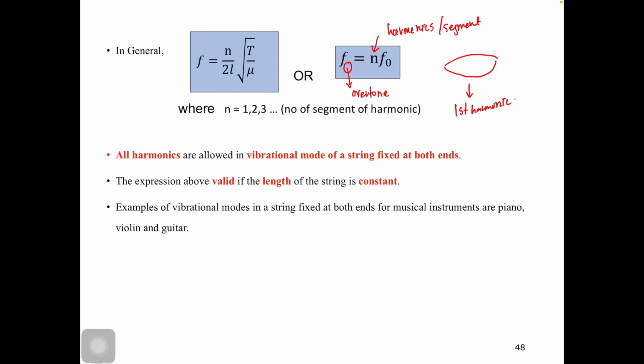Okay, all harmonics are allowed in vibrational mode on string. So ni maksudnya n 1 boleh, 2 boleh, 3 boleh, 4 boleh, 5 boleh, 6 boleh, sampai bila lah boleh. The expressions above are valid if the length of the string is constant. We assume that the length is constant. Contohnya kita ada piano, violin and guitar, because these three musical instruments, dia ada both fixed ends. Okay, tak adalah pula gitar tu, kalau gitar tu satu end tu tak fix, maksudnya rosak lah gitar tu kan.